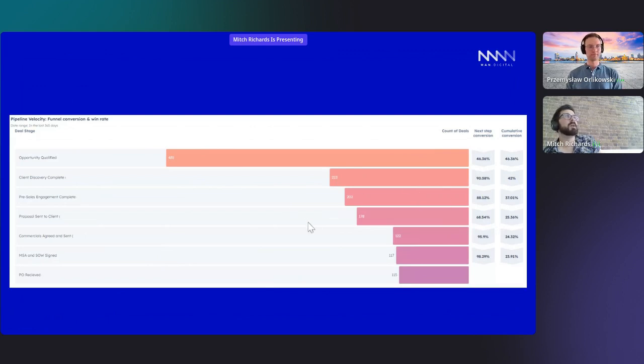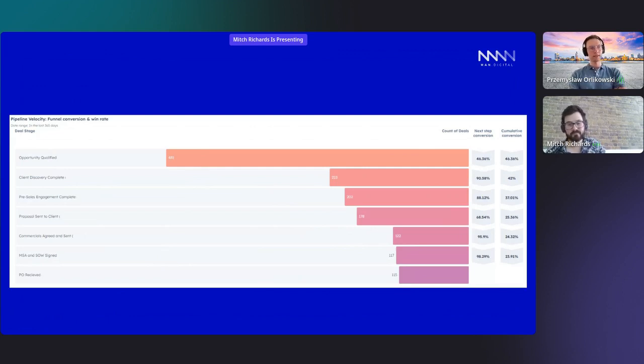If you're getting loads of proposals out to clients, but you can't get a commercial agreement, you might have some problems on pricing. You might have some problems on selling value. If you're up at the top and you're getting lots qualified, but you're not completing discoveries, it might be that you need to look at your qualification criteria. Are you speaking to the right people? Are you getting the right people in the room?